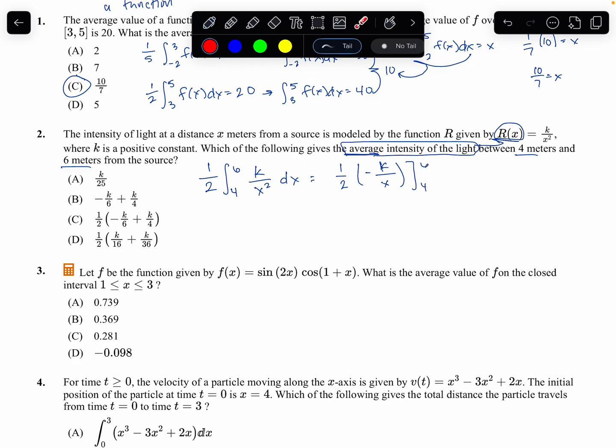And so we're going to plug in 6, and then we're going to plug in 4. So we have 1/2, and we're going to have negative k over 6 plus k over 4. I'm plugging it in for k, what am I doing? Negative k over 6 plus k over 4.